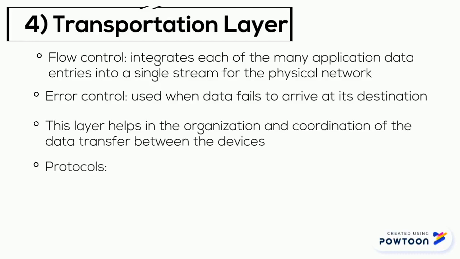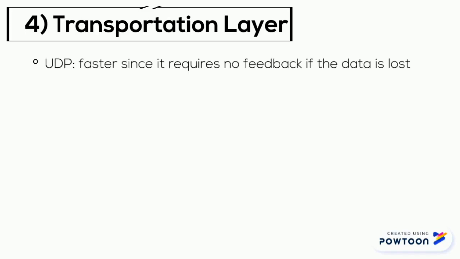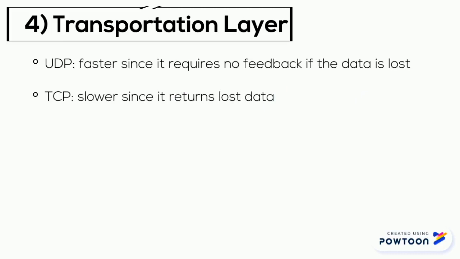Its protocols include Transmission Control Protocol, TCP, which is built on top of the Internet Protocol, IP, commonly known as TCP/IP. TCP and UDP port numbers work at Layer 4, the transport layer, while IP addresses work at Layer 3, the network layer. UDP is faster since it requires no feedback if the data is lost. This is used when streaming movies, songs, games, voice over IP, TFTP, DNS, etc. TCP is slower since it retransmits lost data. It is used for the web, WWW, World Wide Web, email, FTP, etc.